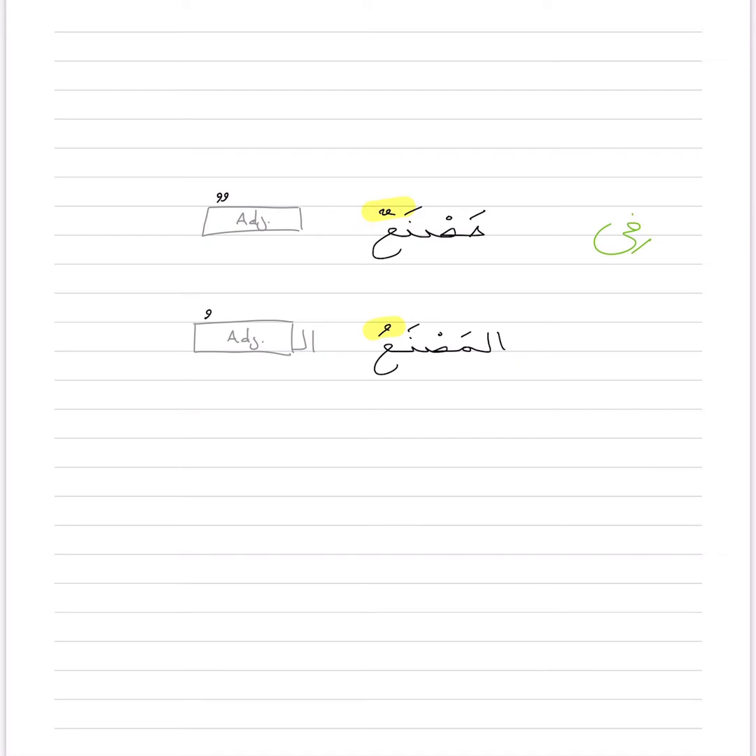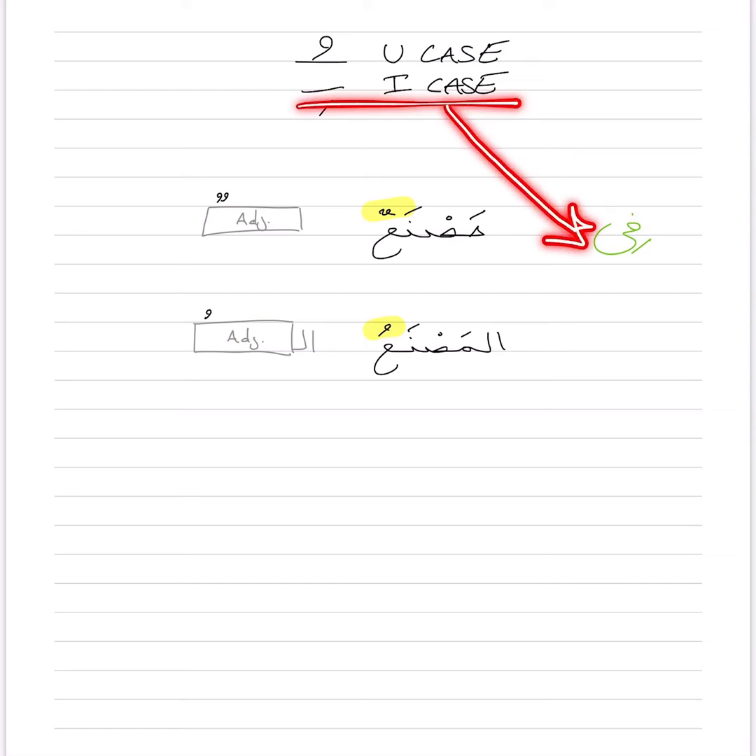So, how do you know something is in the U case, or how do you know something is in the I case? So, we said the default ending of words are dhammas because they're in the U case. And if something is in the I case, it will end in a kasra. Why will something be in the I case? If it's preceded by a preposition.